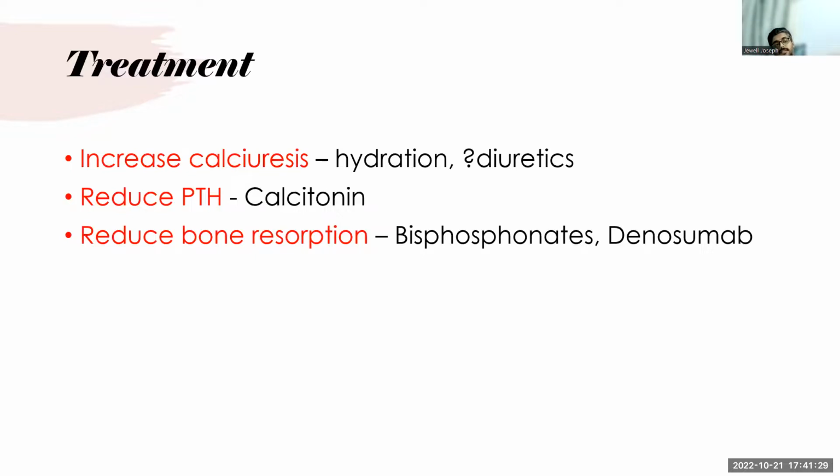So the basic mechanism that we follow is increased calciuresis, so increased excretion of calcium through the kidneys, hydration, and diuretics. Diuretics also, we say that loop diuretics have a calcium excreting effect. It is not a very effective thing on its own. So with combination, yes, but not on its own. Reduce parathormone secretion by calcitonin and reduce bone resorption, bisphosphonates and denosumab, which will actually take the calcium from the blood and deposit in the bone. So all these things can actually help with the treatment.